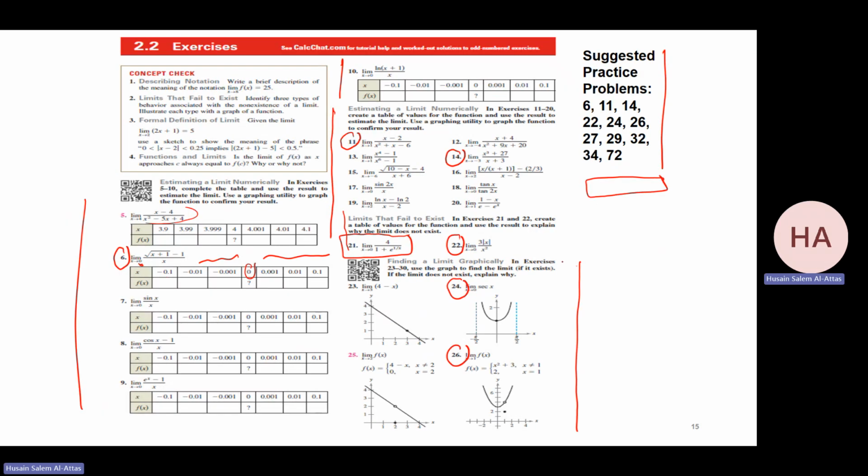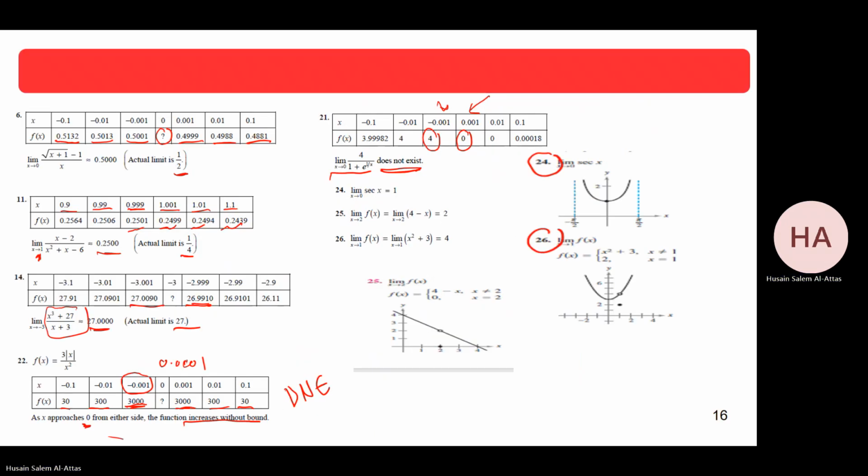Now let me go to these problems. 24, where we're doing it through the graphs. You have the graph, find the limit. Like in this one, 24. This is the graph. As x approaches 0, from this side or from this side, I'm going to this value, which is 1. So the limit will be 1. 26. This is the graph. As I'm approaching 1, from this side and from this side, I will be here and there. So I'll take this value, which is 4. So the limit is equal to 4.